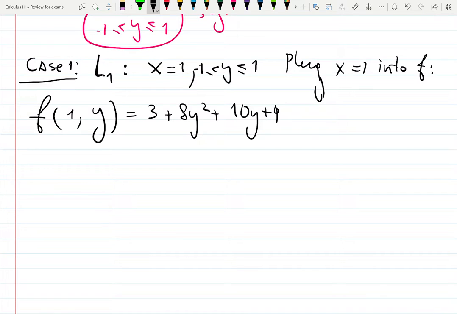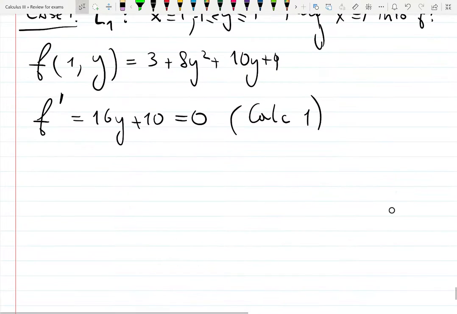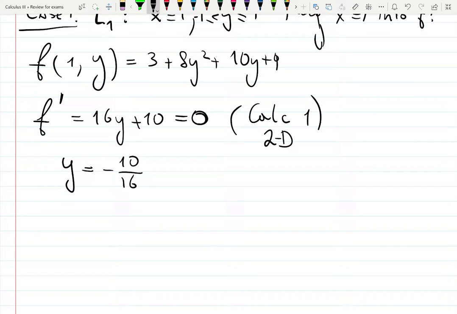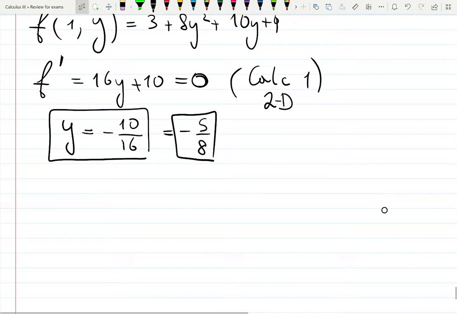And what I'm doing here, I'm optimizing now only for this function, right? So I need to find a derivative of f with respect to, well, in this case, y. It's only y here, so I don't even have to write down a partial derivative. It's going to be 16y plus 10, set equal to 0. So this is Calc 1. This is optimization in 2D. Again, we did it before in a different video, right? So we know how to do that. Set it equal to 0, solve for critical points. Minus 10 over 16 is the point I got here, which you can simplify to minus 5 over 8.